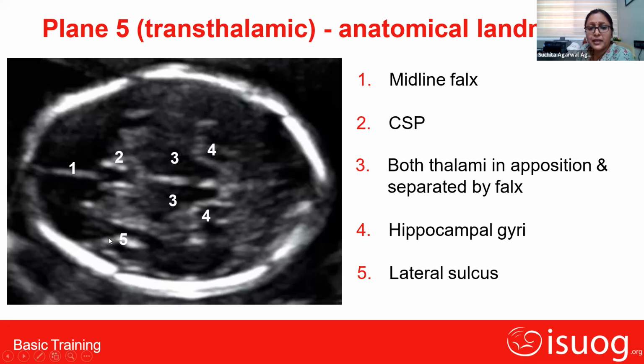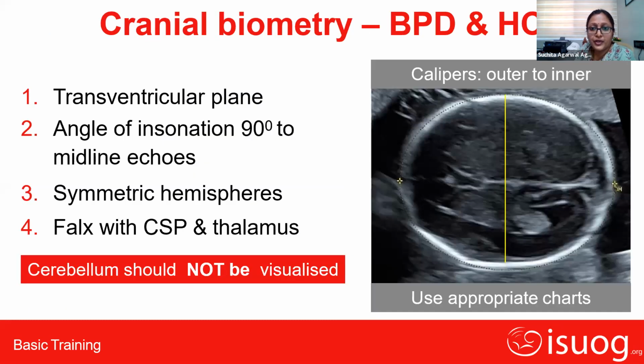Why is the transthalamic plane important? This plane is important because we take the biometry in this plane. We can even take the biometry in the transventricular plane, but it can be taken in both planes, transventricular and transthalamic. So what do you take? You take the BPD and the head circumference. How is the BPD taken? The BPD is taken from outer to inner, and you can directly take the head circumference, or you can take the occipitofrontal diameter also, that is from one end to the other end. So cranial biometry can be taken in the transventricular plane or the transthalamic plane.